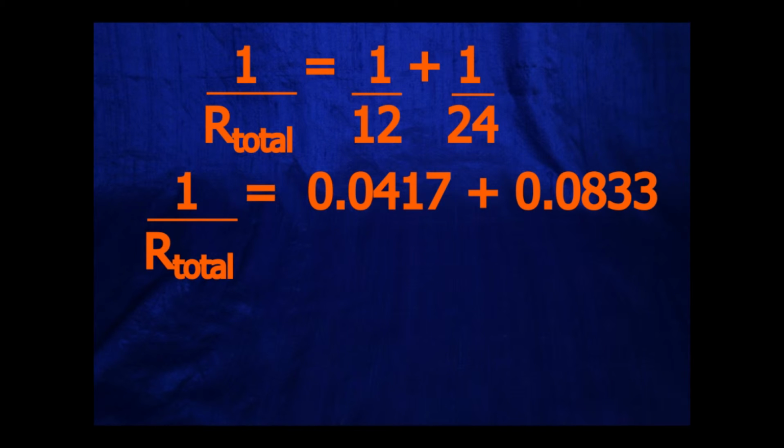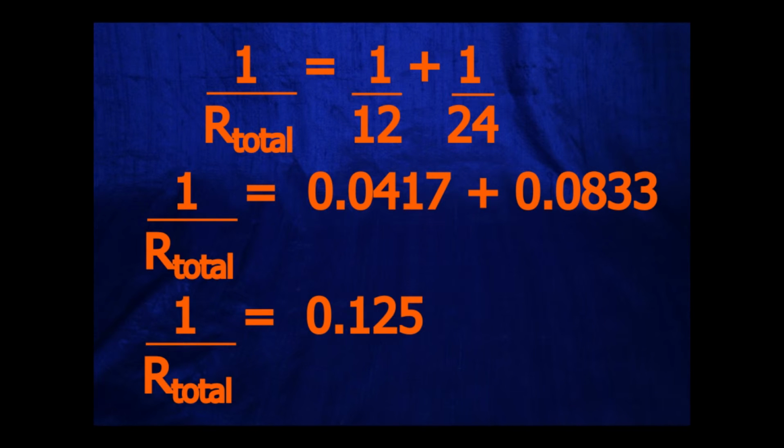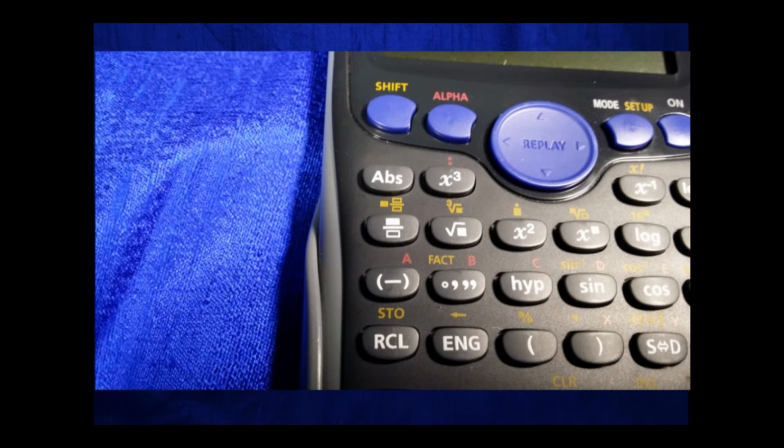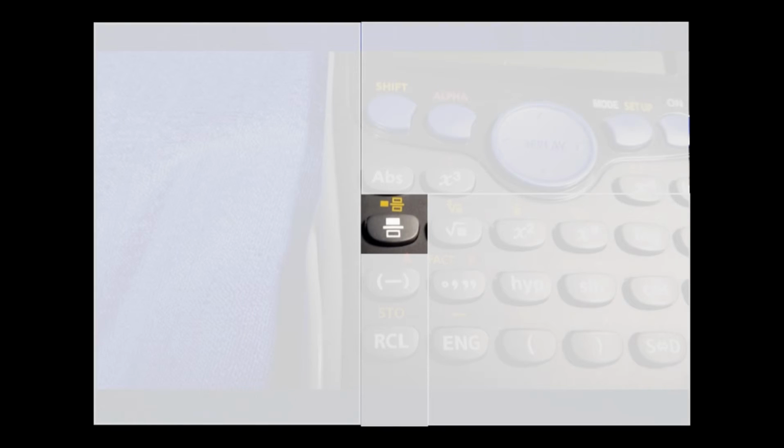If you don't like using fractions, you can substitute decimals for those numerical terms on the right. So 1 over R total is equal to 0.0417 plus 0.0833, and that adds up to 1 over R total equals 0.125 and gives us an R total of 8 ohms as before. If you've got a Casio calculator, it's worth experimenting with this button.